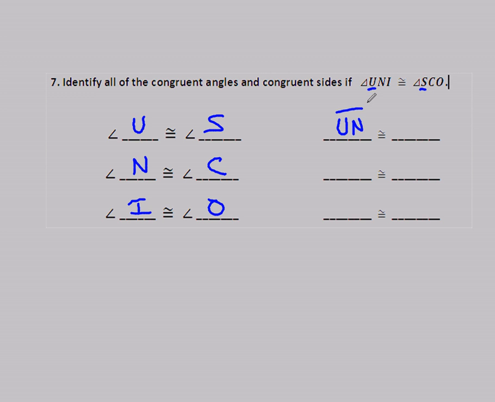UN, make sure we're using the proper notation with that mark up top, and SC, they're congruent. NI and CO in the second, third spots, they're congruent. UI and SO, to finish it off, they must be congruent as well.